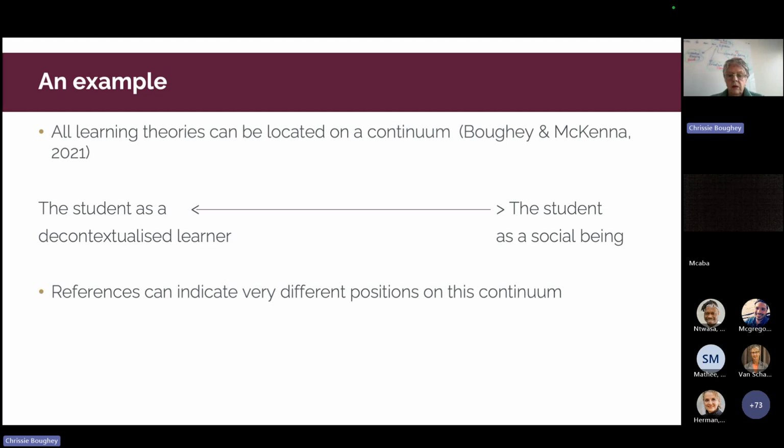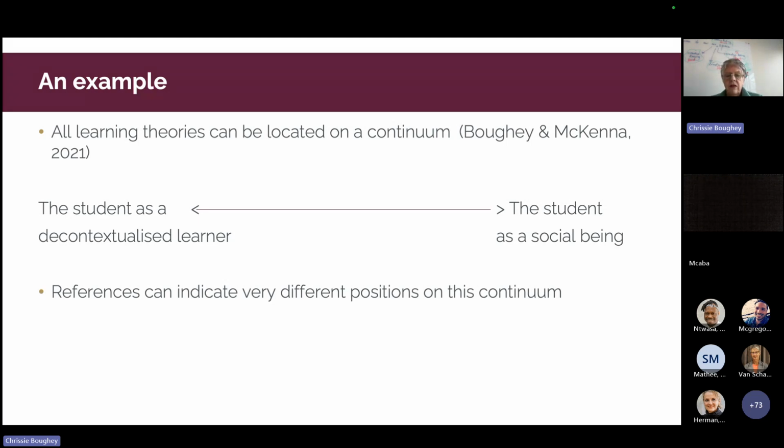Another example would be from my work with my colleague Sue McKenna, where you have all learning theories, we argue, can be located on a continuum. And the continuum stretches from an understanding of the student as what we call a decontextualized learner to, at the other end of the continuum, the student as a social being.